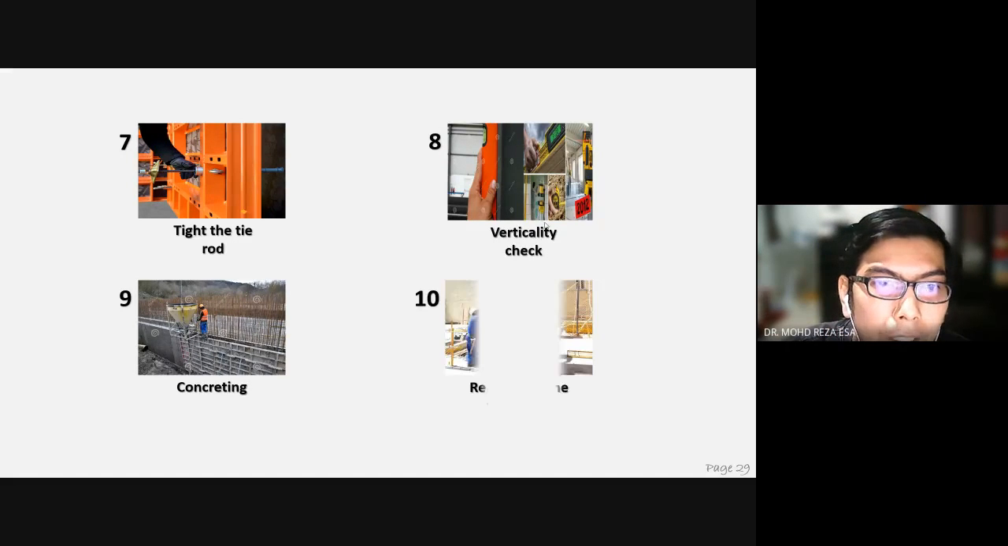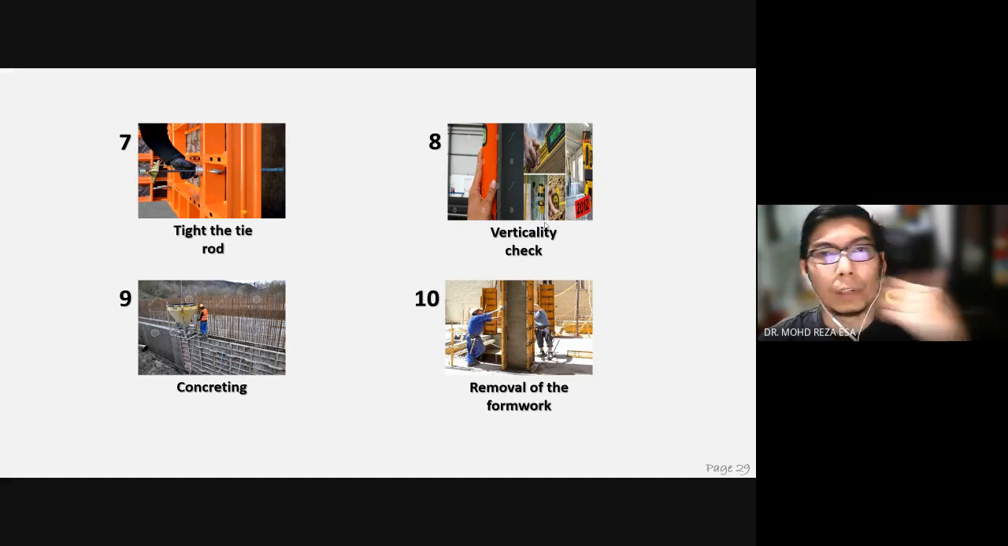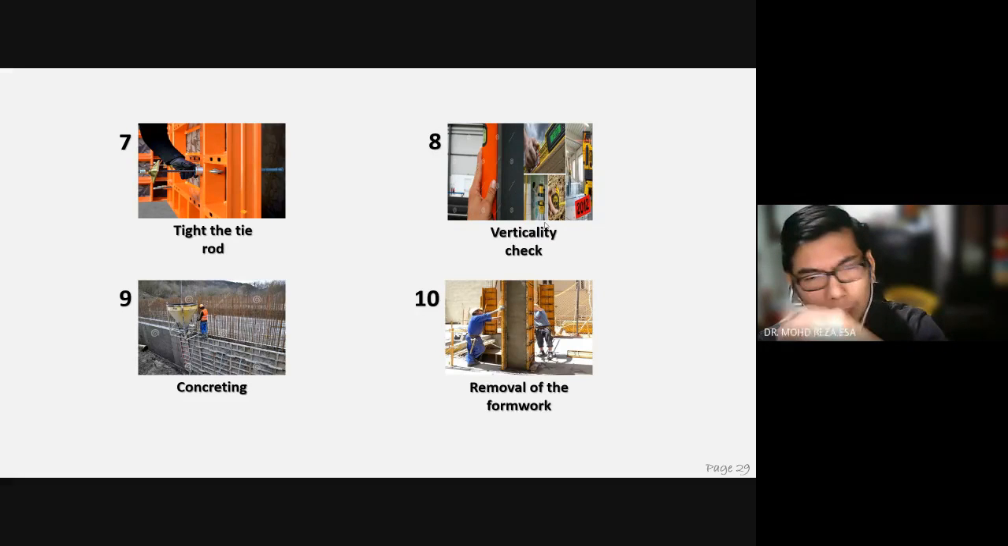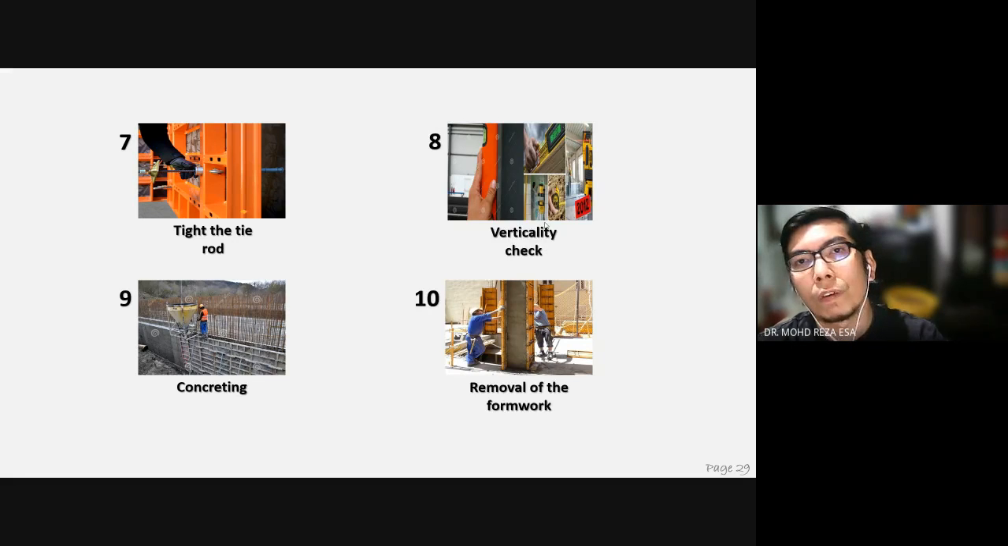Okay, concreting, and then after a few days kita remove the formwork, kita buka. Okay, then after kita buka, kita repeat the same process sampailah siap. Okay, so that's generally the process, the steps involved in using the formwork system, either steel, aluminium, fiberglass or plastic formwork system.